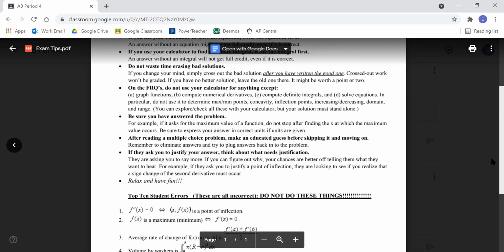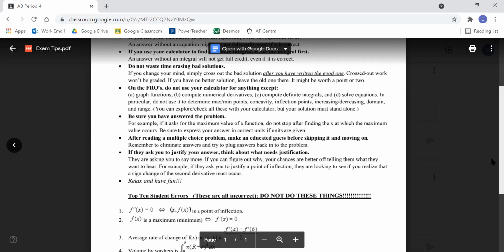Every multiple choice question is worth exactly the same number of points. They're all worth 1.2 points. So do the ones that are going to be quick and easy first, then come back and spend longer on the ones that take longer if you have time for them. And hopefully you'll have time to get back through all of them. But do the quick and easy ones first.